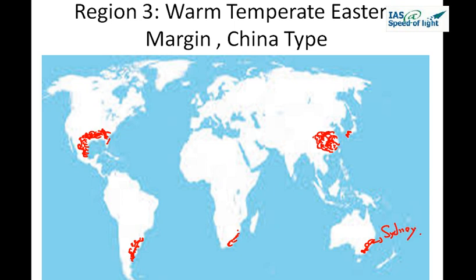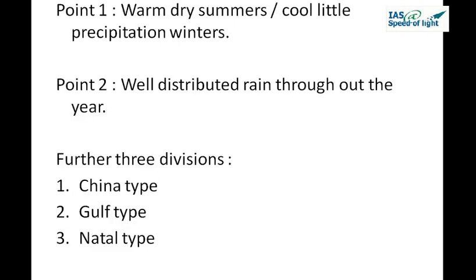Right. So all these regions have some differences in their climate. Almost the same climate, but this region we call the China type climate, this region we call the Gulf type of climate, and the others we call the Natal type of climate. For us, the most important is the China type climate, which is also the temperate monsoon type of climate.